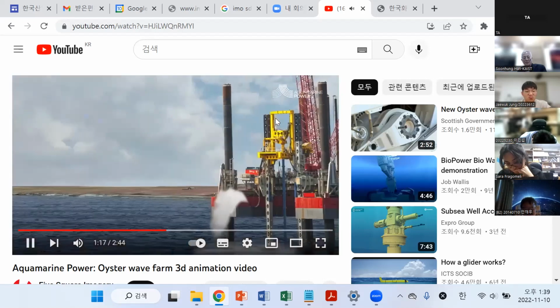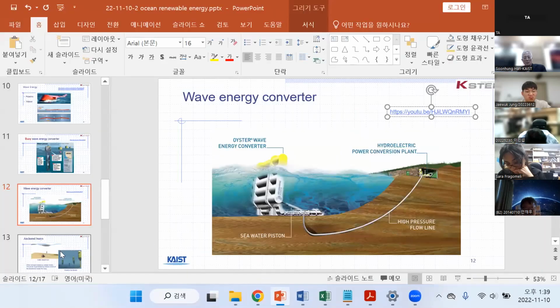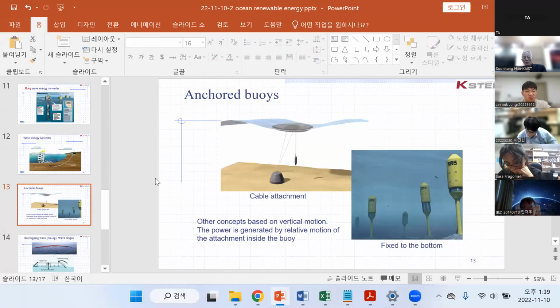Each device is mounted. We may stop here and move on to the next idea of anchored buoy. It is similar to buoy tide, and there are many buoys anchored down to the sea bottom.